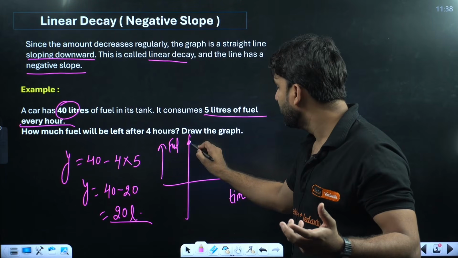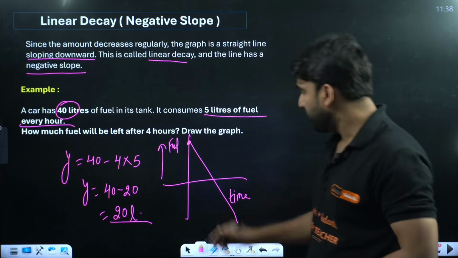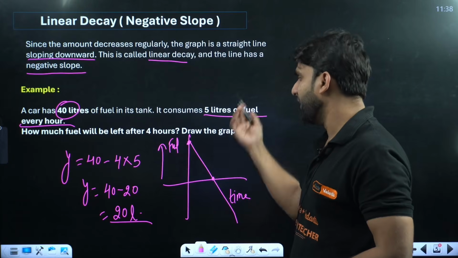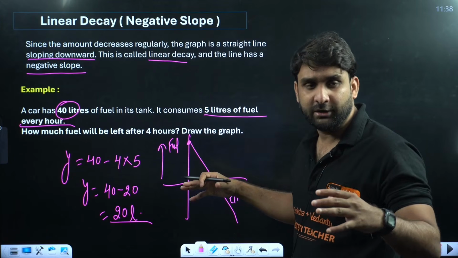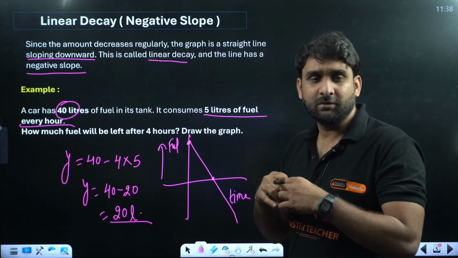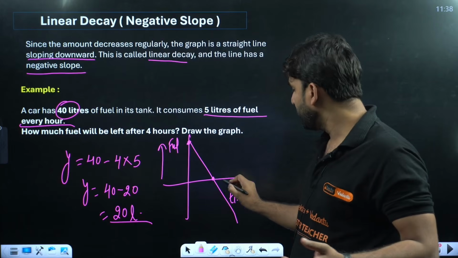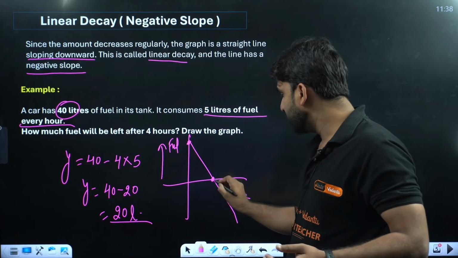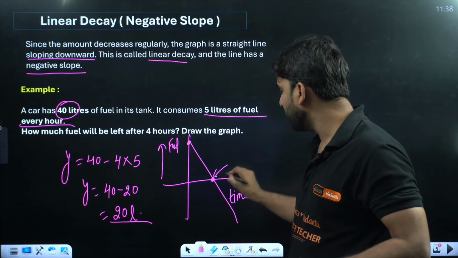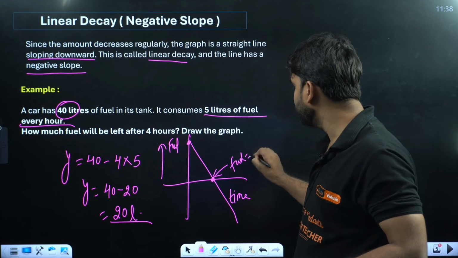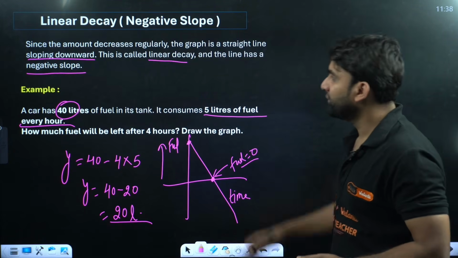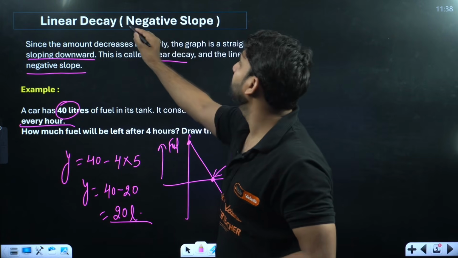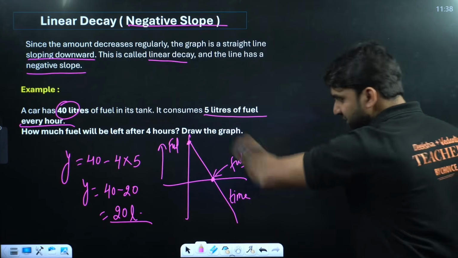With time, the amount of fuel is decreasing. So this is 40, and now the graph will go down there, because when the time is 10 hours or 8 or whatever, the fuel tank will be completely empty. On the y-axis we are showing fuel, so at this point the fuel will become zero. This is called linear decay. I hope you have understood linear decay. If we are discussing linear decay, the slope is negative. Why? Because something is decreasing steadily.